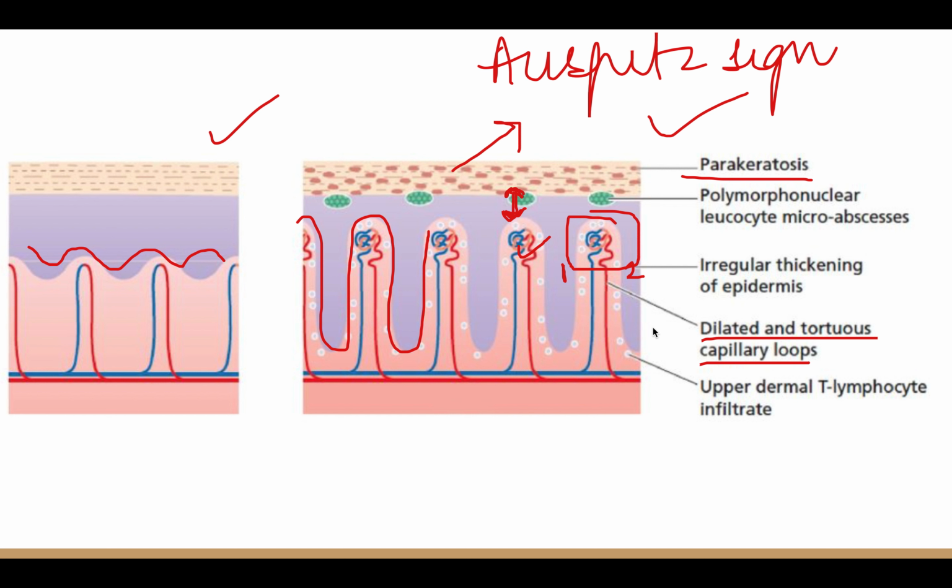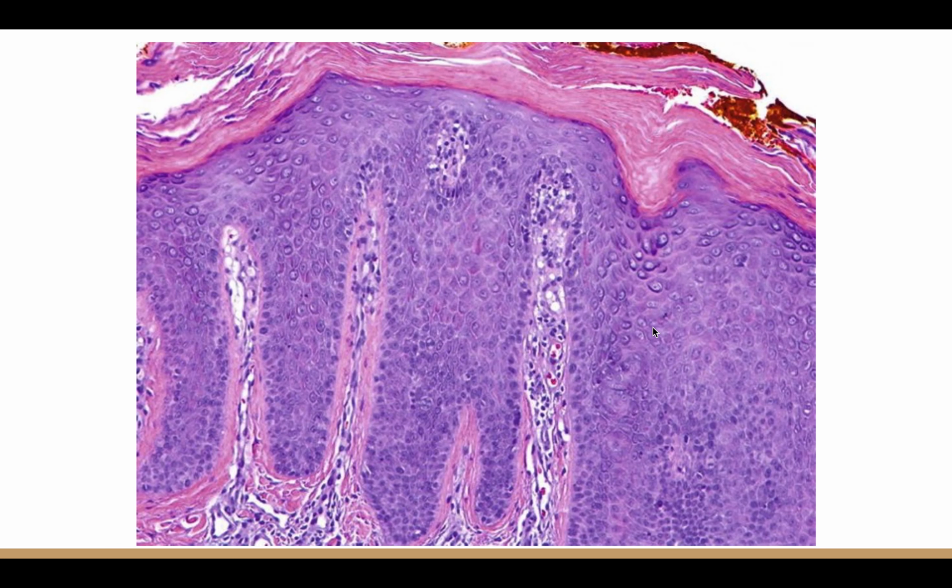Now another feature of psoriasis is the presence of microabscesses. Munro microabscess is seen. What is it? It is the presence of neutrophils within the stratum corneum, with nuclei within the stratum corneum, parakeratosis. Presence of neutrophils within the stratum corneum is Munro's microabscess.